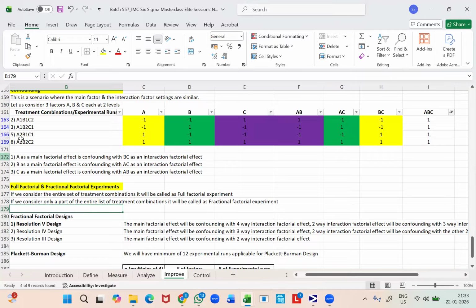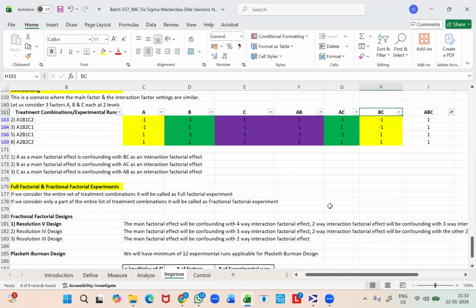Say in this confounding technique, we are considering only these 4 treatment combinations for conducting the experiment, wherein we would be able to come up with the results with regard to the significance of the factorial effect A, and the same result can be replicated for the two-way interaction factorial effect BC, right? So this is the advantage that we will have when we resort to this confounding technique.